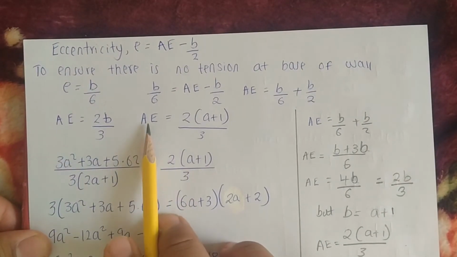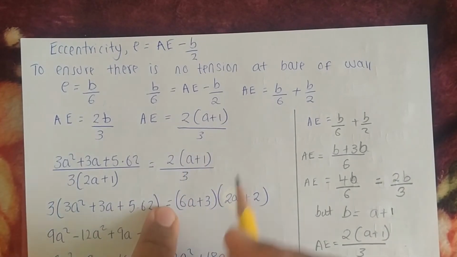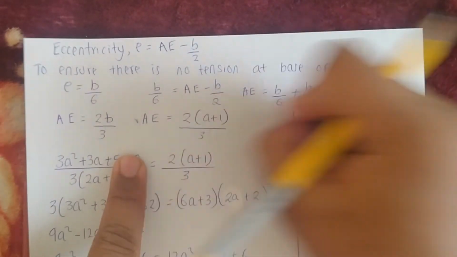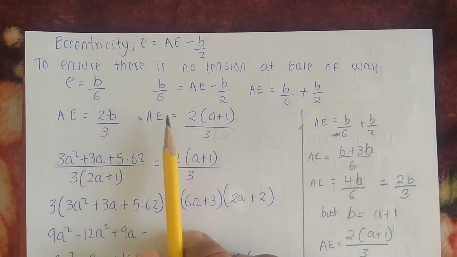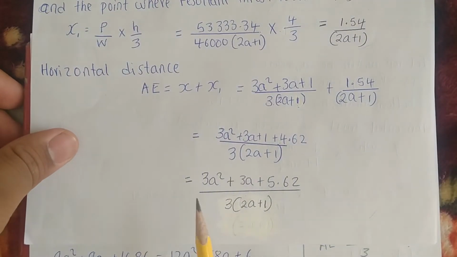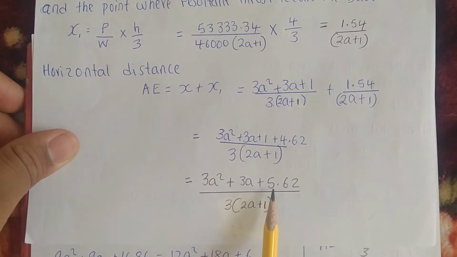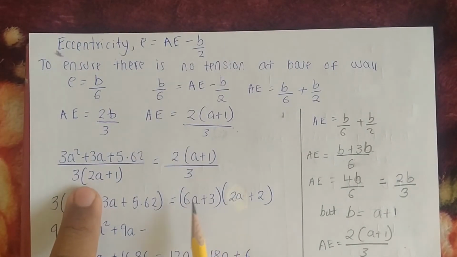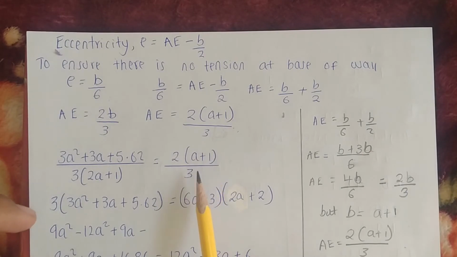So you can see I've taken our A is equal to 2 into (a plus 1) all over 3. Sorry, 2a plus 1... this will remain like that, all over 3. And then our AE, we got it. So our A is the horizontal distance. We got it over here, which is 3a squared plus 3a plus 5.62 all over 3 into (2a plus 1). So that is our A. I've replaced it here, which is equal to 2 into (a plus 1) all over 3.